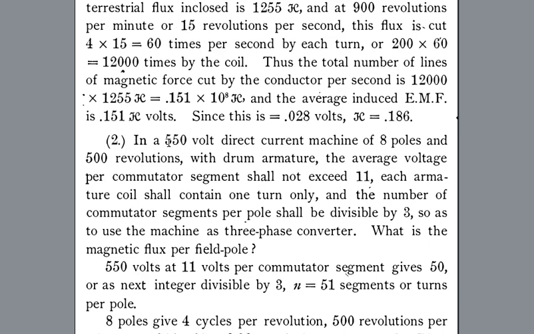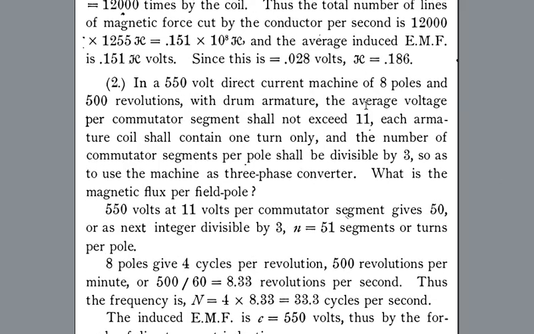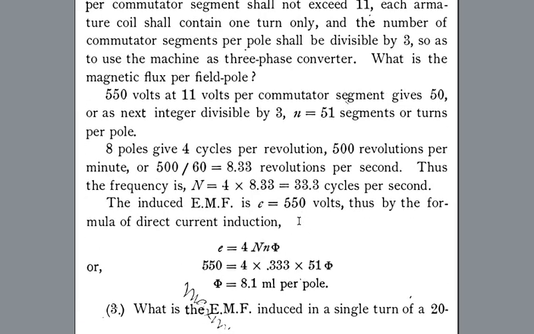Example 2. In a 550-volt direct current machine of 8 poles and 500 revolutions with drum armature, the average voltage per commutator segment shall not exceed 11. Each armature coil shall contain one turn only, and the number of commutator segments per pole shall be divisible by 3 so as to use the machine as a three-phase converter. What is the magnetic flux per field pole?